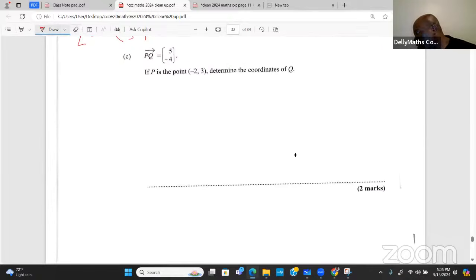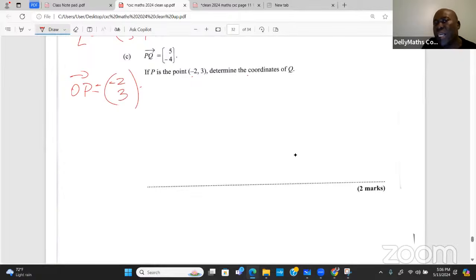They really give an easy vector this time. So it says here that PQ is actually 5, -4, if P is the point -2, 3. Determine the coordinate of Q. Now, the moment they're giving you a point on your grid, that means you're dealing with a position vector, which means that this coordinate for P as a vector will be OP. This is OP, which is -2, 3.